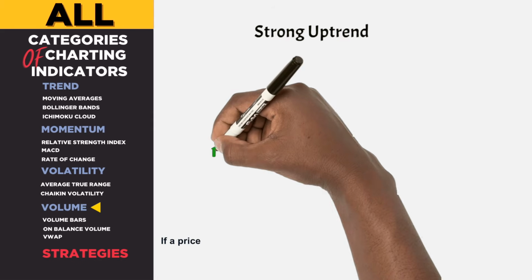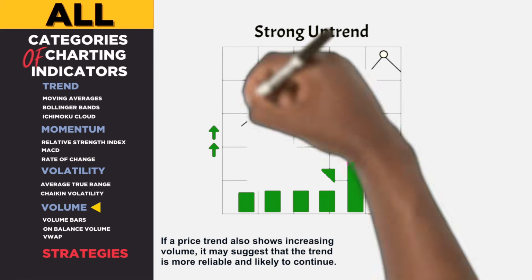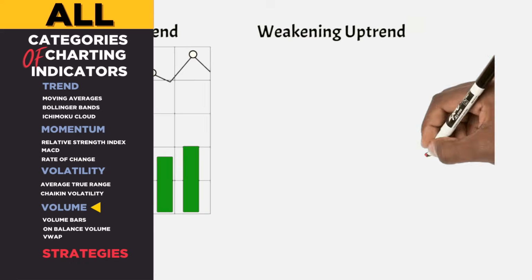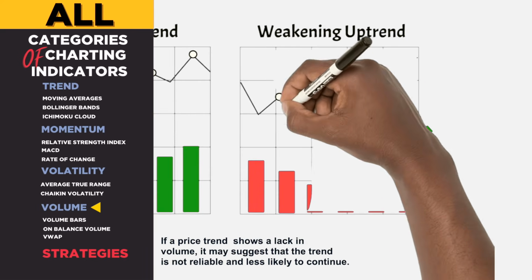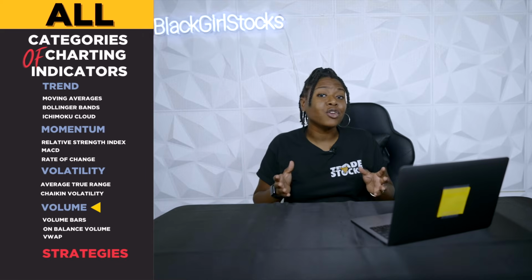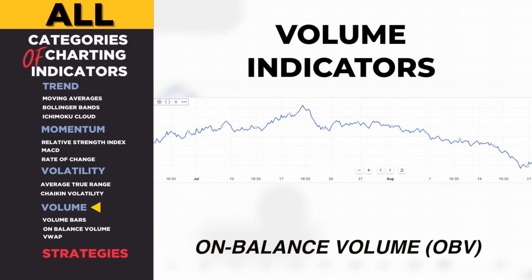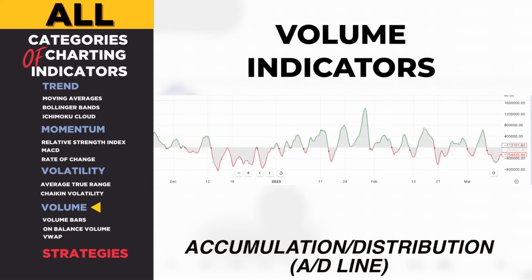If a price trend is also showing increasing volume, that definitely suggests that that trend is more reliable and likely to continue. But on the other hand, if you see a price trending in a certain direction and it lacks volume, that may not be considered reliable. So examples of volume indicators are going to be volume bars, on balance volume, OBV, the volume weighted average price, also known as the VWAP, and the accumulation/distribution, or the AD line.